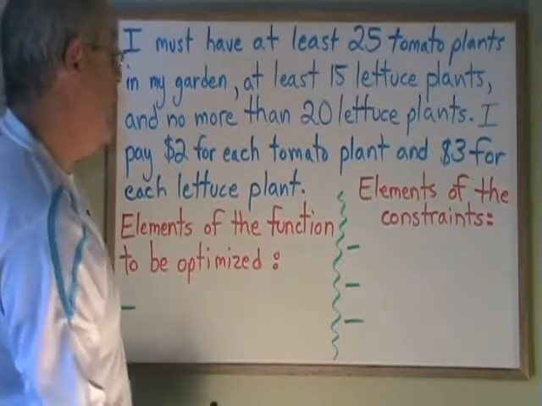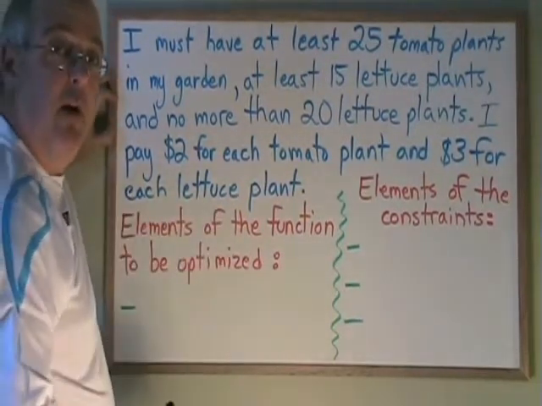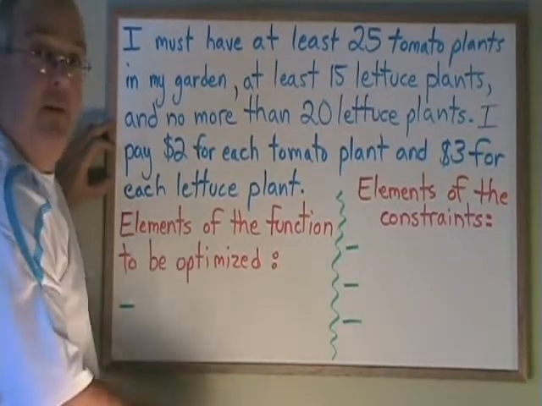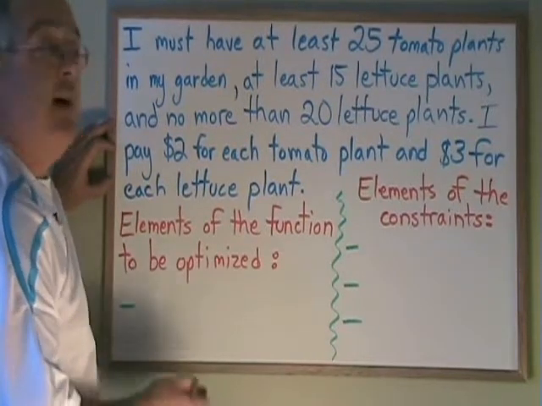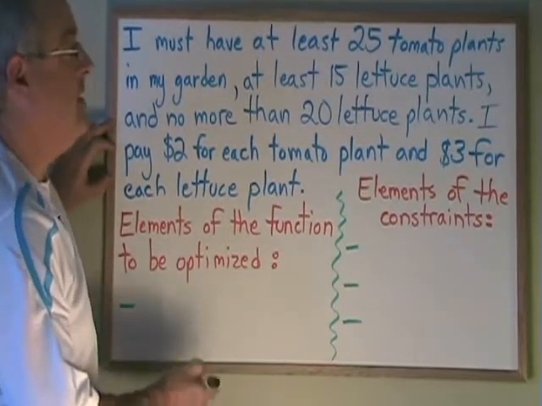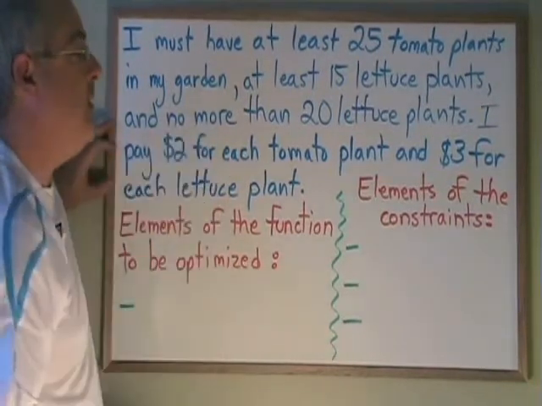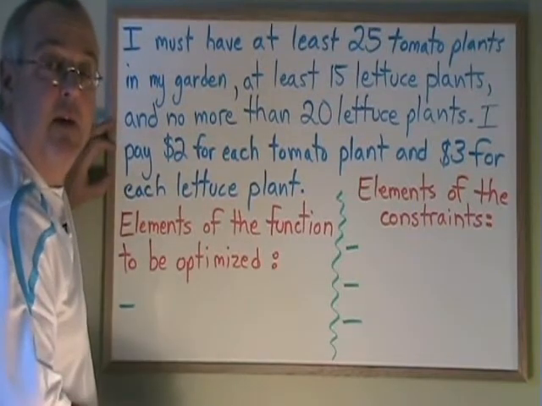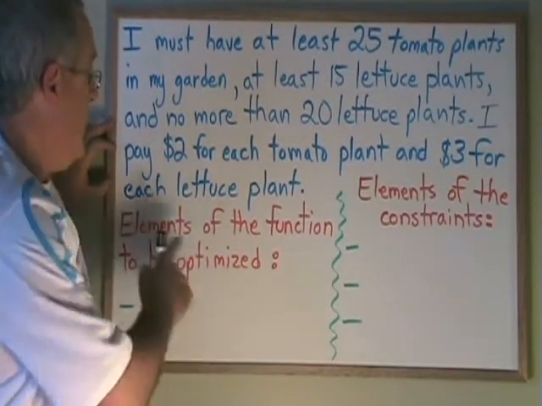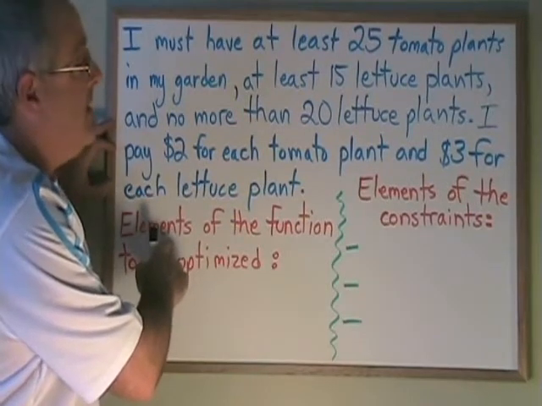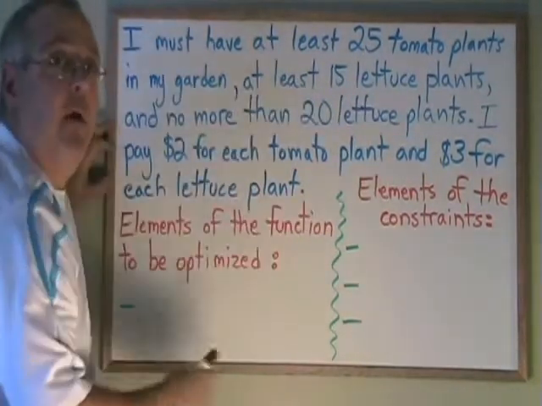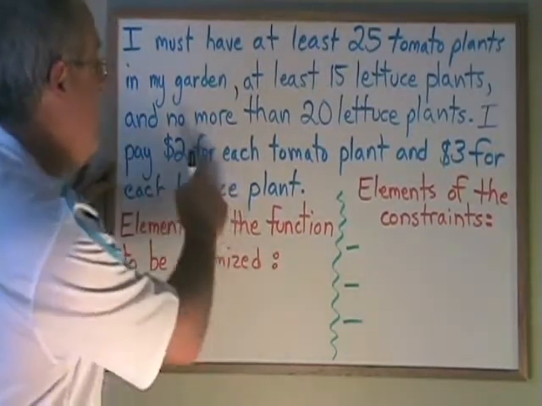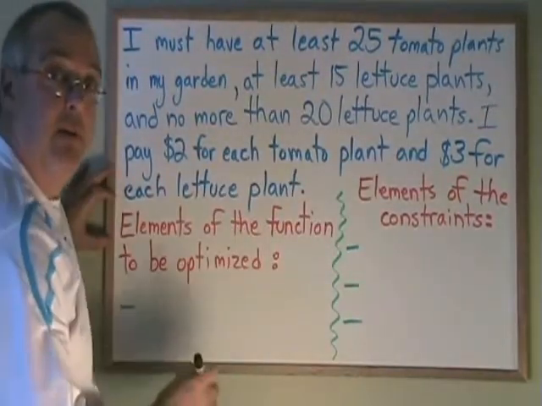When I am asked to give the elements of the function to be optimized, what I am asked to do is to find the information that I would use to build my optimization function, my optimization equation. And that's always the information that has to do with money. I pay $2 for each tomato plant and $3 for each lettuce plant can be translated into math language and an equation. But in this case, I'm just being asked to give the elements. What I'm being asked to do is give the information that will later be translated into a mathematical equation. So what I have to do is simply repeat in point form this information that has to do with money.